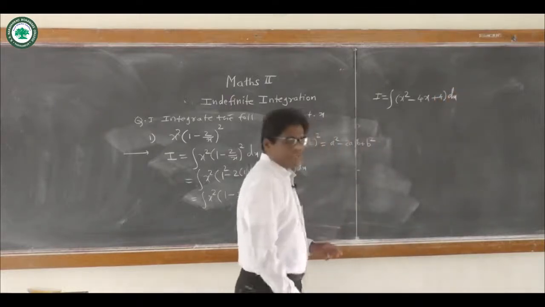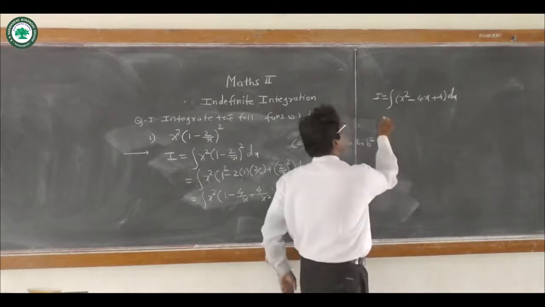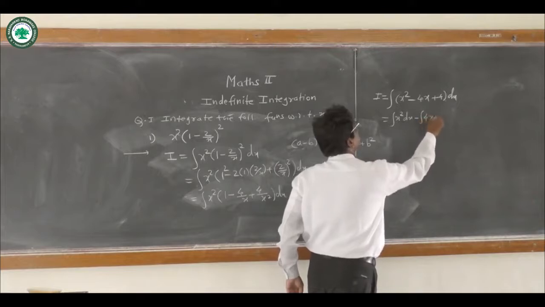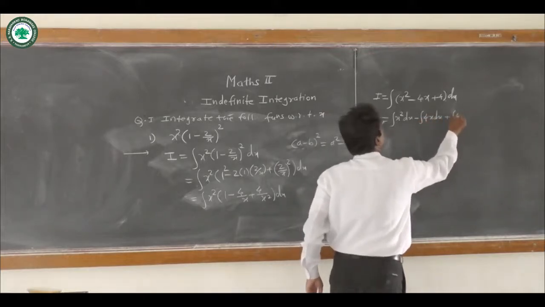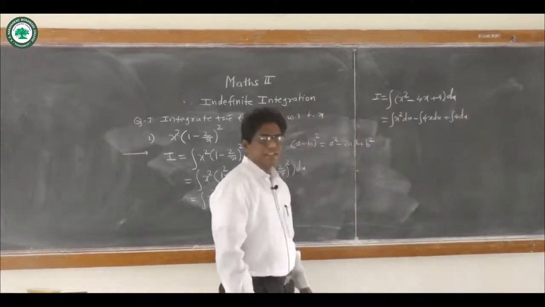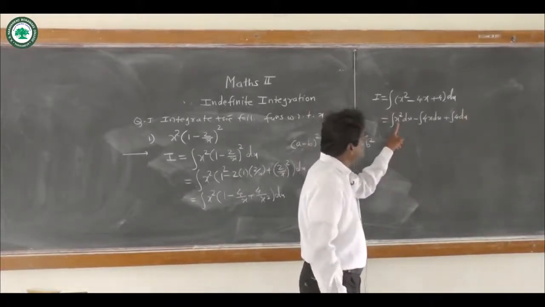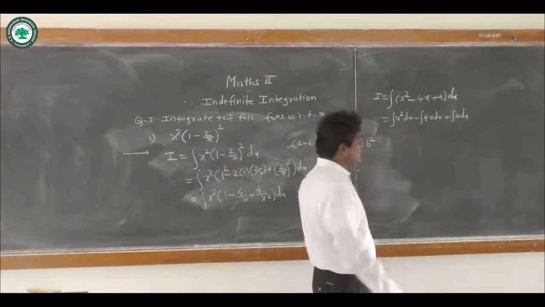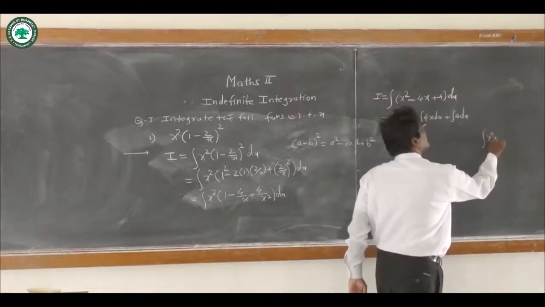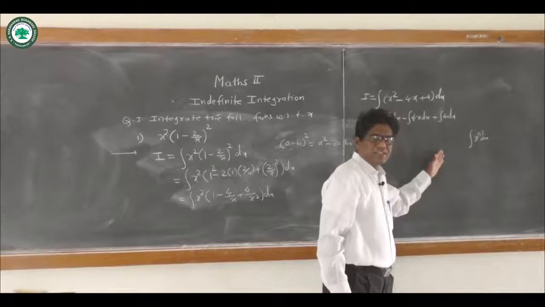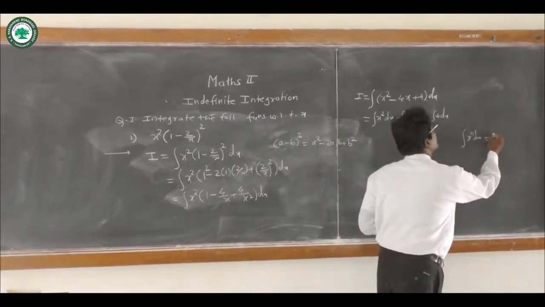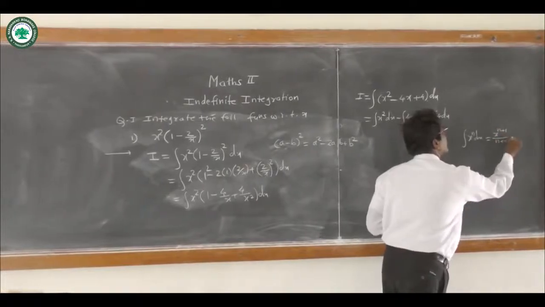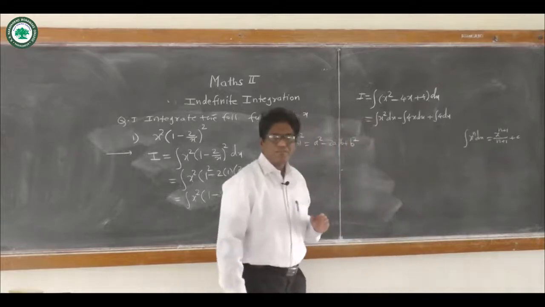dx. Now separate the integration. So it is equal to integration of x square dx minus integration of 4x dx plus integration of 4 dx. We separate the integration. Now how to take integration of x square? We have seen the first formula, the power function, integration of x to the power n dx. How do we take the integration? Here the power of x increases by 1 and we divide by the same number n plus 1, and write plus c. This is the formula for the power function.